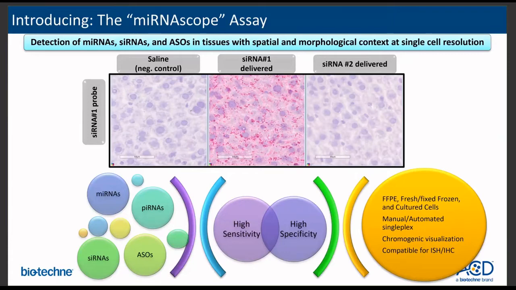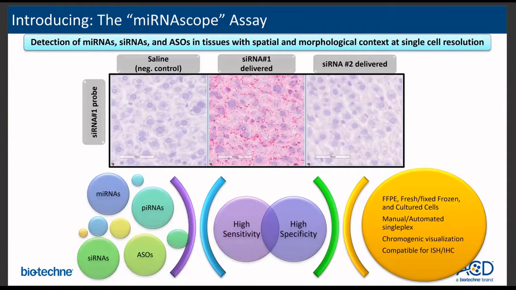This is one of our examples. In the left panel, with a scramble control, there's definitely no siRNAs being detected. In the middle one, if you're targeting the specific, for proprietary purposes, number one siRNA, you'll see detection of that one. But if you use the same probe to detect a different siRNA, you definitely won't see anything. This is a nice little example that shows that we're capable of doing the miRNAscope as well.